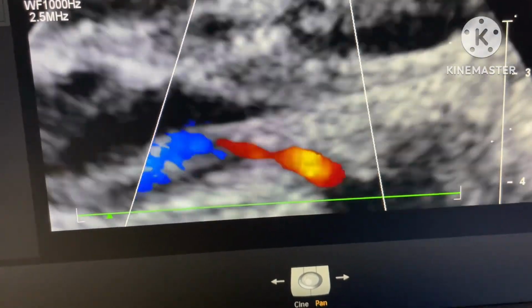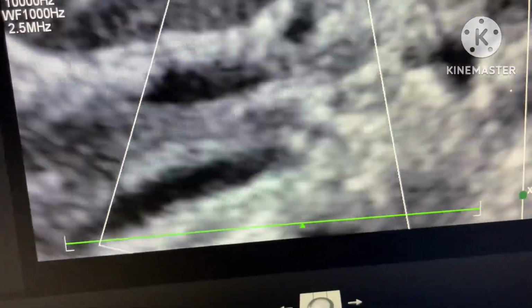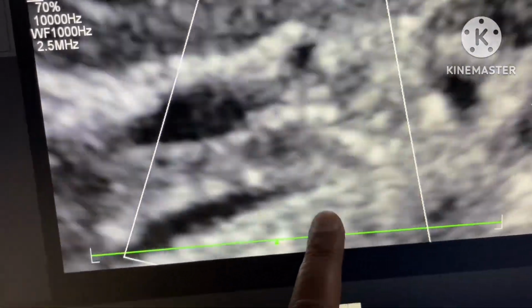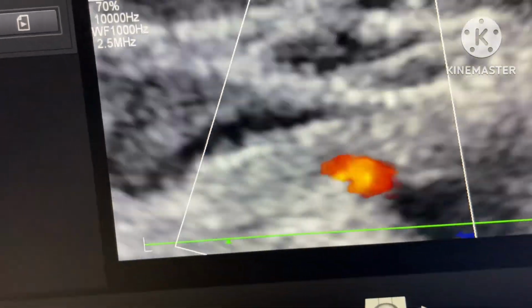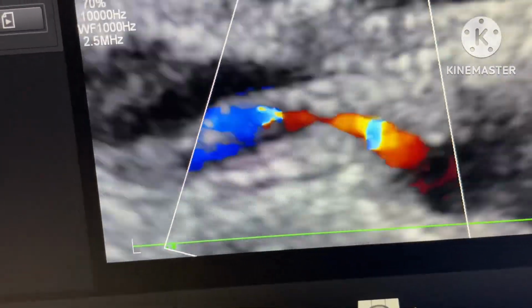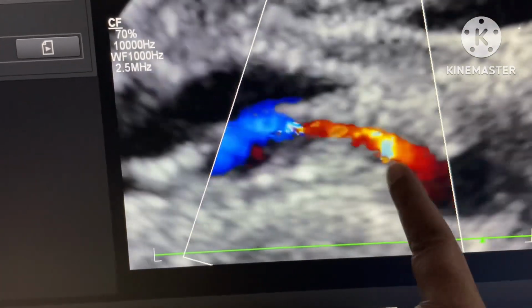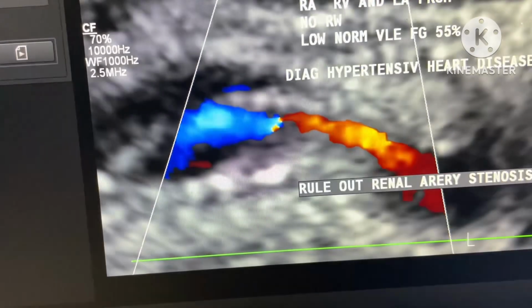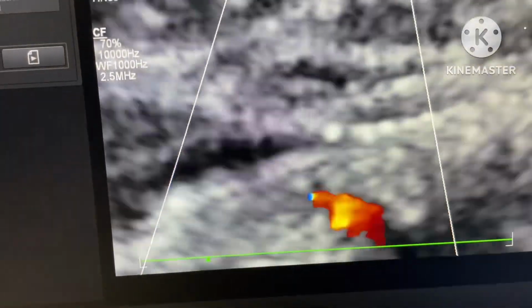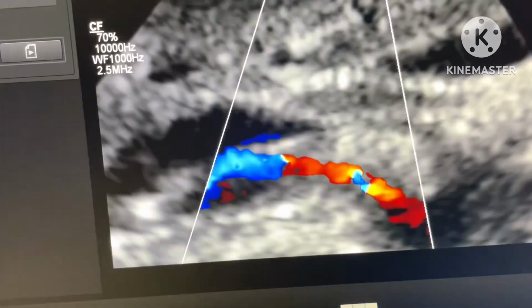Again, you can see the same thing. The renal artery begins red in color because it is close towards the probe, then goes away from the probe, so it is blue in color. Red in color because towards the probe, blue in color away from the probe. The direction of the renal artery is in this way: the first part towards the probe, the last part away from the probe. So this is a case of fibromuscular dysplasia causing severe hypertensive urgency.